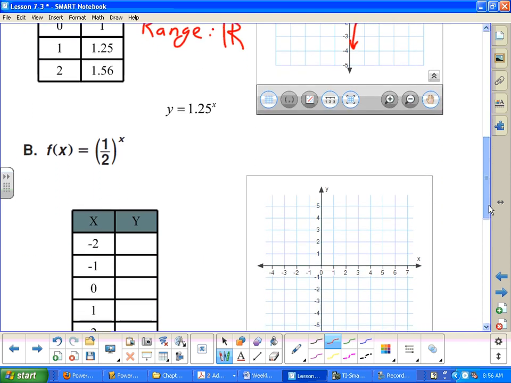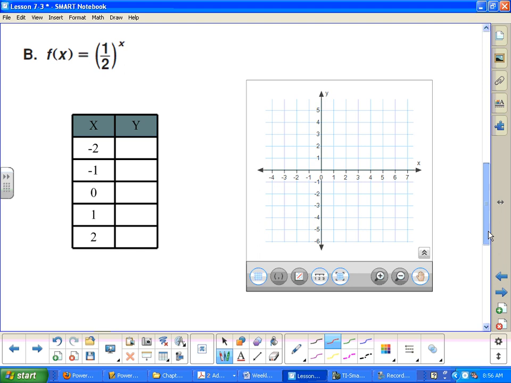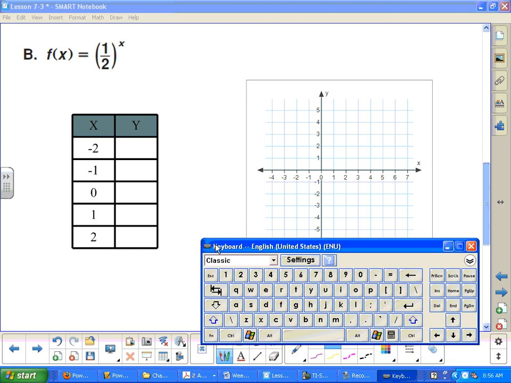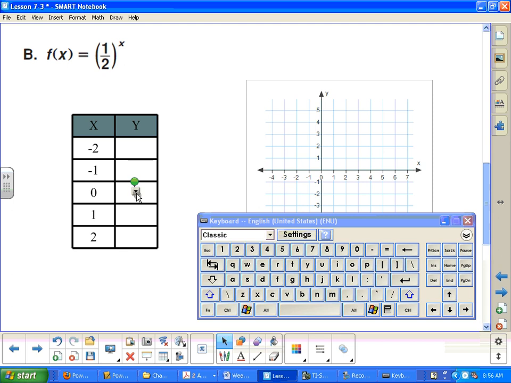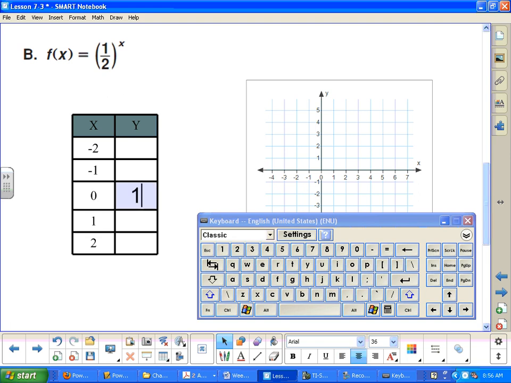Okay. Let's look at another one. F of x equals 1/2 to the power of x. Now, when I make these tables, I like to start in the middle at 0. Okay. So what's 1/2 raised to the power of 0? What's anything raised to the power of 0? 1. Okay, so 1 goes there.